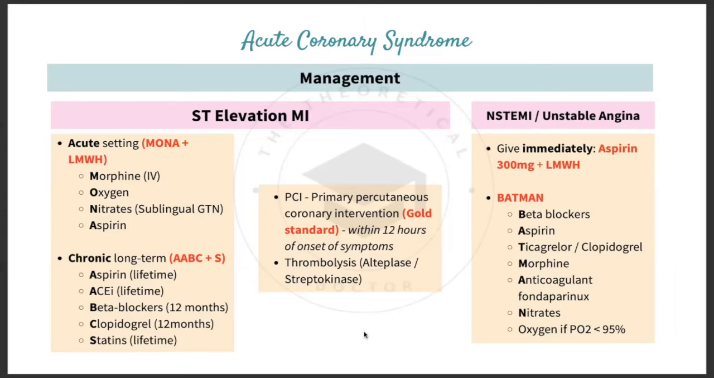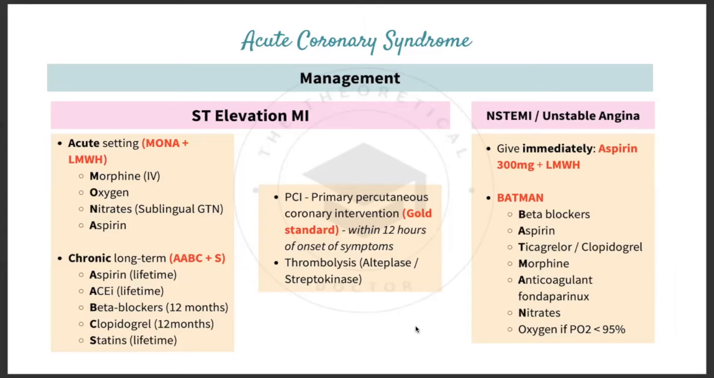And it's important, sometimes they will mention the duration. If the patient presents within 12 hours of onset of symptoms, then you do a PCI. However, if it's longer, or maybe PCI is not available or not in your list of options, then you would choose thrombolysis, and it could be either alteplase or streptokinase, and usually alteplase is preferred over streptokinase. So that's for STEMI. Now let's go to non-STEMI and unstable angina.